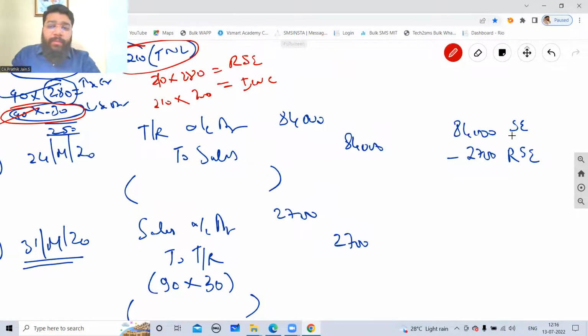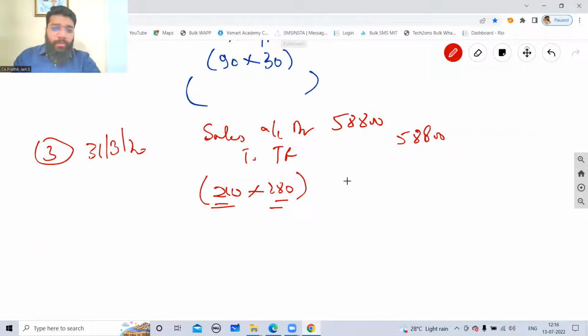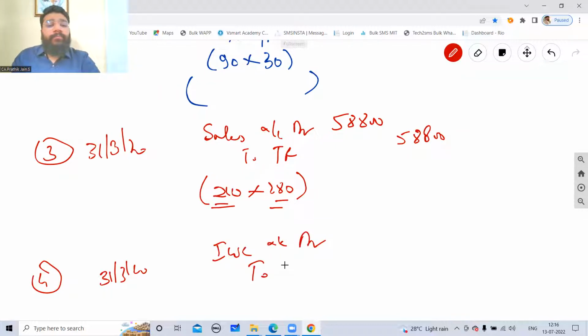So from this 84,000, you subtracted 22,700 and you subtracted 58,800. Whatever answer you get, that is the net sale value. Then on the same date, on 31/3/2020, you have to record inventory with customer, account debit to trading account.